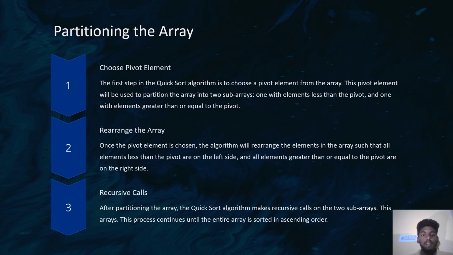Rearrange the array. Once the pivot element is chosen, the algorithm will rearrange the elements in the array such that all elements less than the pivot are on the left side and elements greater than or equal to the pivot are on the right side. Recursive calls. After partitioning the array, the Quicksort algorithm makes recursive calls on the two subarrays. This process continues until the entire array is sorted in ascending order.